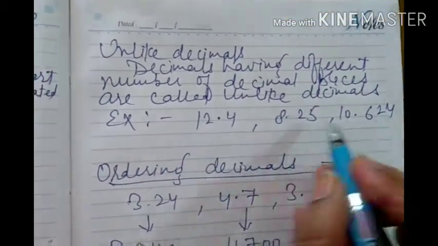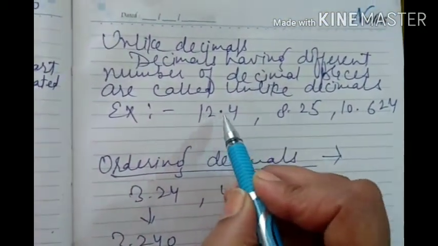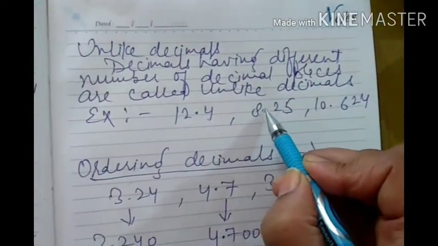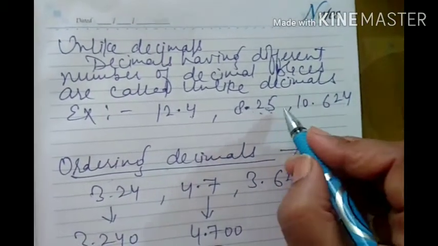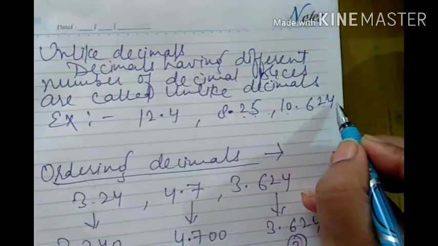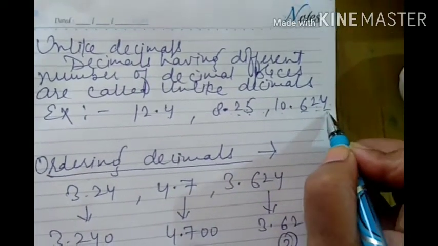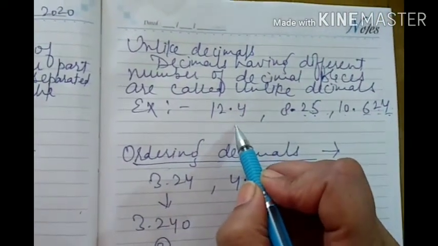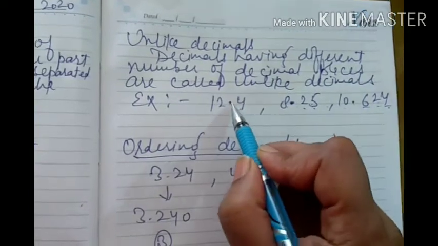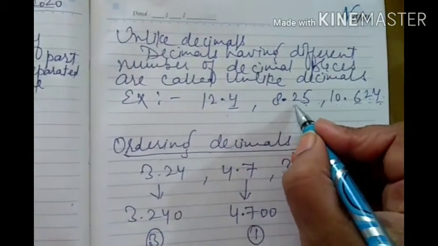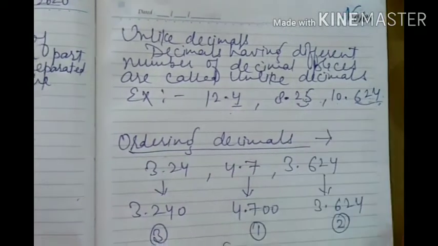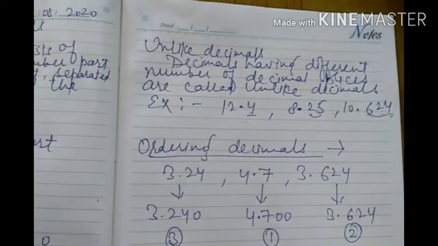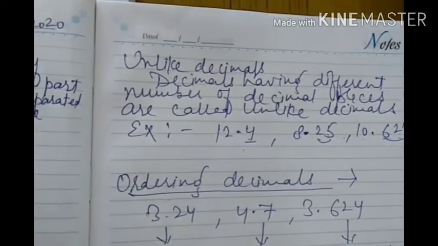Unlike decimals: decimals having different number of decimal places are called unlike decimals. Here is a group of decimal numbers: 12.4, after the point only 1 digit; 8.25, after the point 2 digits, 2 and 5; then 10.624, after the decimal there are 3 digits. Then we can say decimals having different number of decimal places are called unlike decimals.